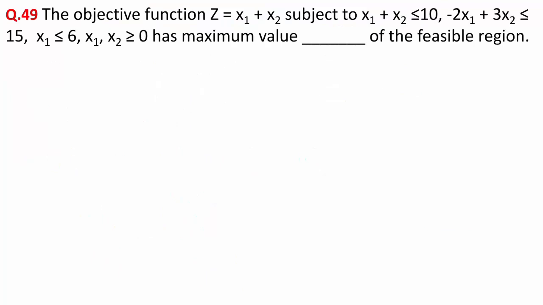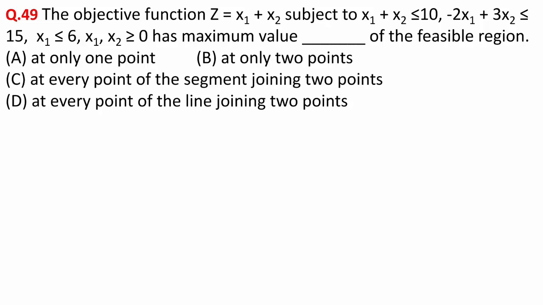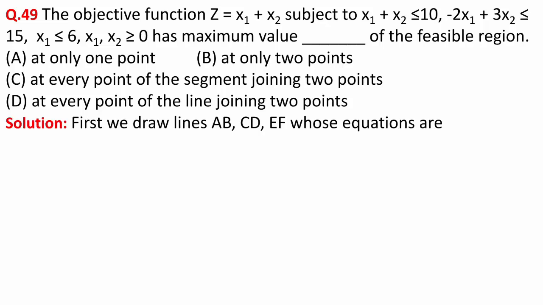Question 49. The objective function z equal to x1 plus x2 subject to x1 plus x2 less than equal to 10, minus 2x1 plus 3x2 less than equal to 15, x1 less than equal to 6 and x1, x2 greater than equal to 0 has a maximum value of the feasible region. Options are A at only one point, B at only 2 points, C at every point of the segment joining the 2 points, D at every point of the line joining the 2 points.